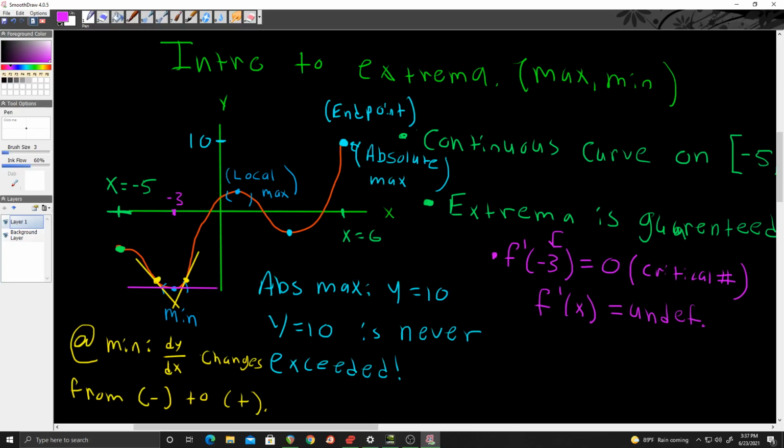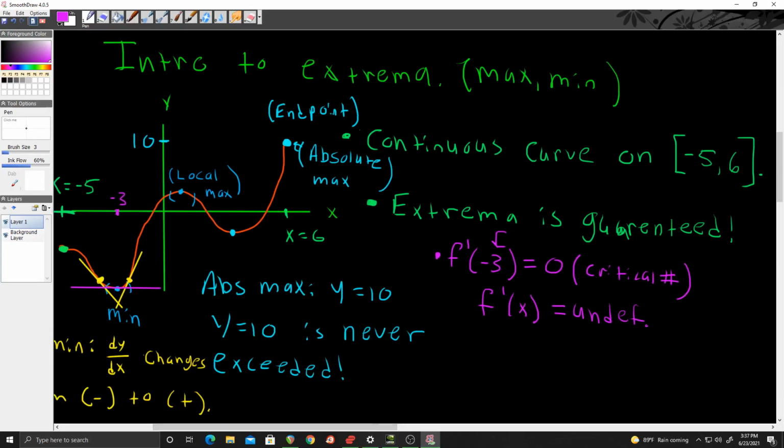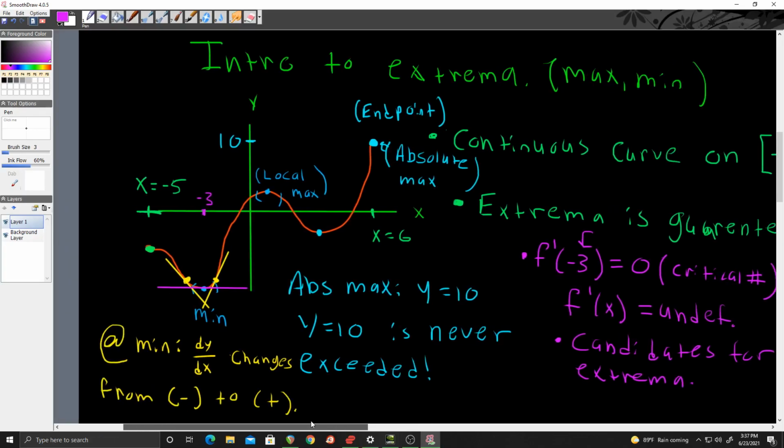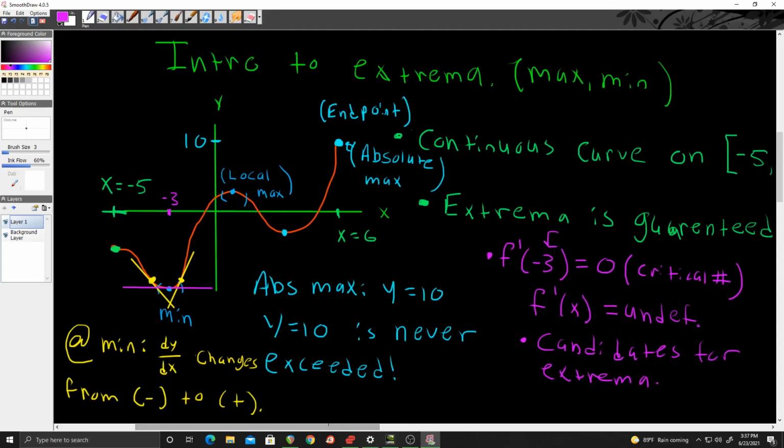Why are they critical numbers? They're critical numbers because they are candidates. They are possible locations where a max or a min could occur. So they are candidates for extrema. Not every critical number is going to result in a max or a min. But one thing that we can say for sure is every max or min will have a critical number associated with it.